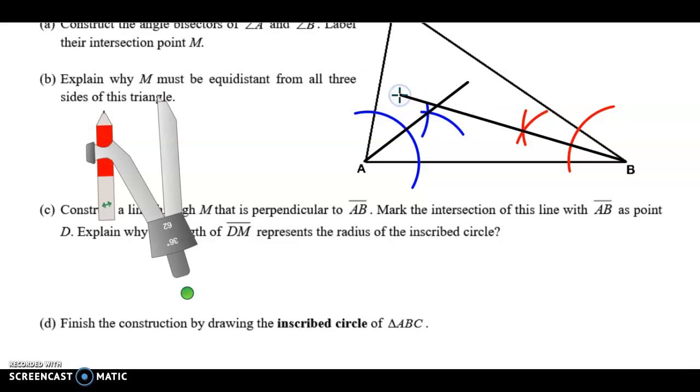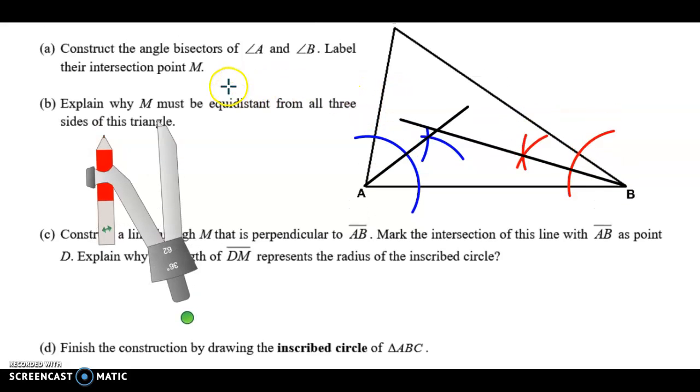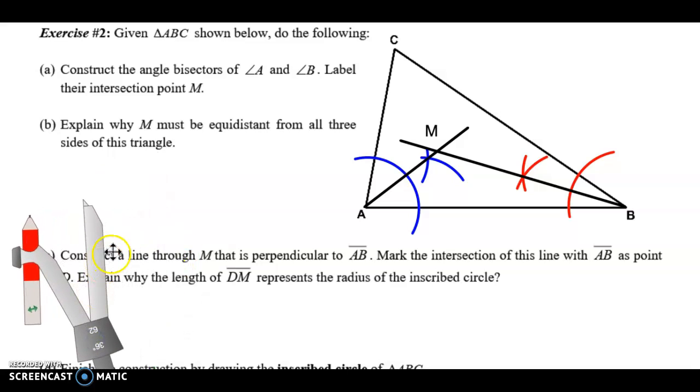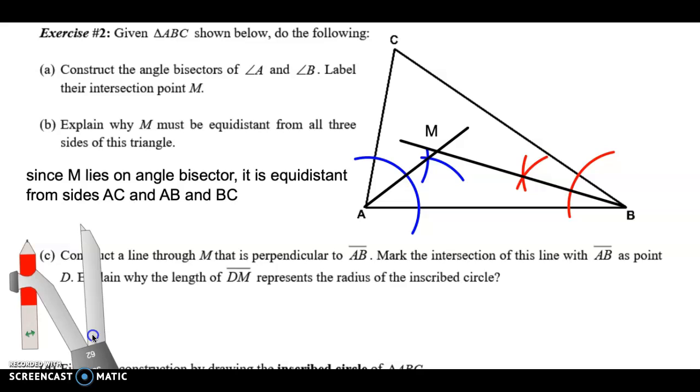Now make sure you draw these long enough that they intersect each other. And that point where the 2 angle bisectors meet, I'm going to label that point M. Okay, so this is M. Now question B wants me to explain why M must be equidistant from all 3 sides of the triangle. Basically, M lies on the angle bisector. Therefore, it has to be equidistant from sides AC, AB, and BC. Any point that lies on the angle bisector is equidistant from the sides. So it's equidistant from AC, AB, and also BC.